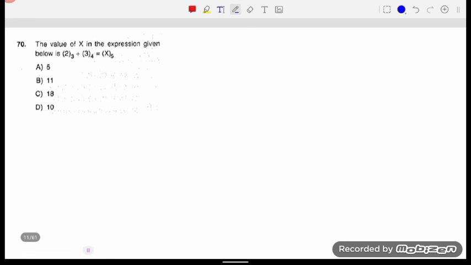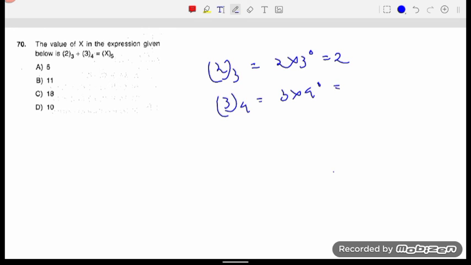The next question: the value of x in the expression given below, 2 base 3 plus 3 base 4 equal to x base 5. First you will convert this into decimal. 2 base 3 in decimal is 2 into 3 to the power 0, equal to 2, and 3 base 4 is 3 into 4 to the power 0, equal to 3. So in decimal we have 5, right?